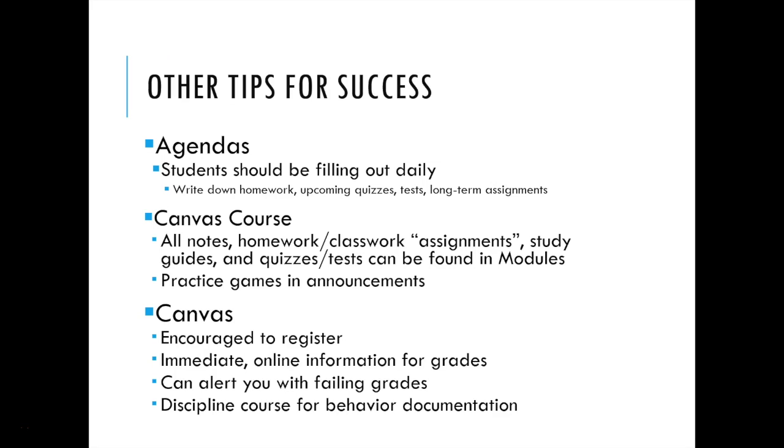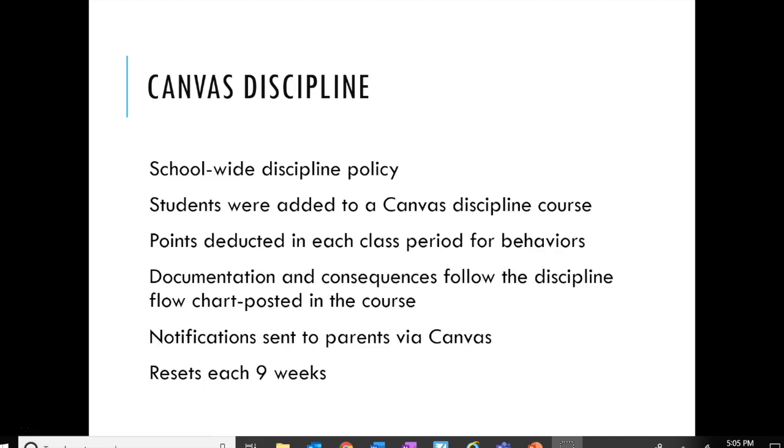Parents, we definitely encourage you to register for a Canvas account and link to your student's account if you have not already done so. This is because you can receive immediate online information about your student's grades. You can also set up alerts to alert you if your student has failing grades within a particular subject area, or maybe even a particular assignment like a quiz or a test. And it's also great because with our discipline course being in Canvas for behavior documentation, you can also receive notifications that way as well.